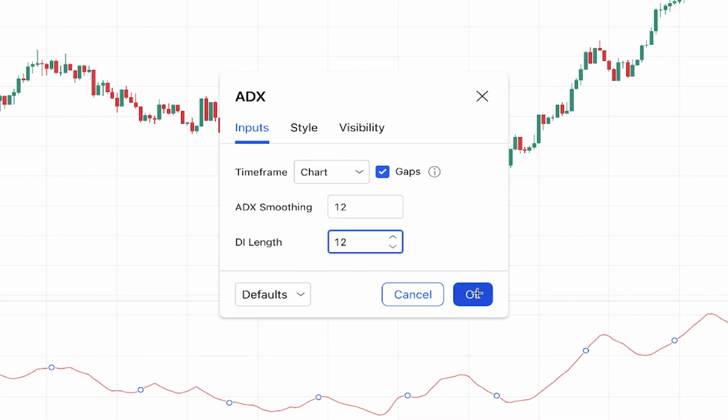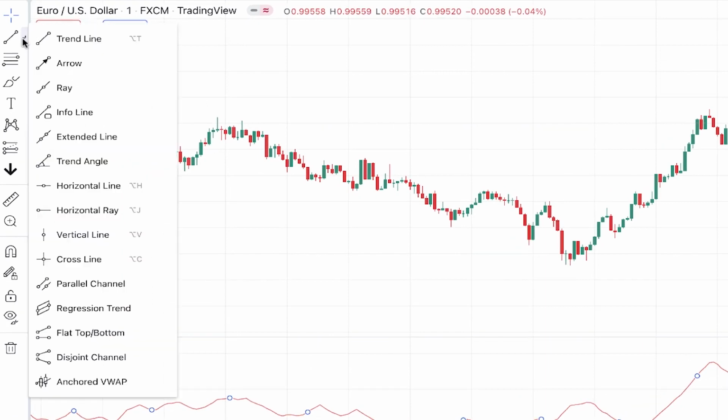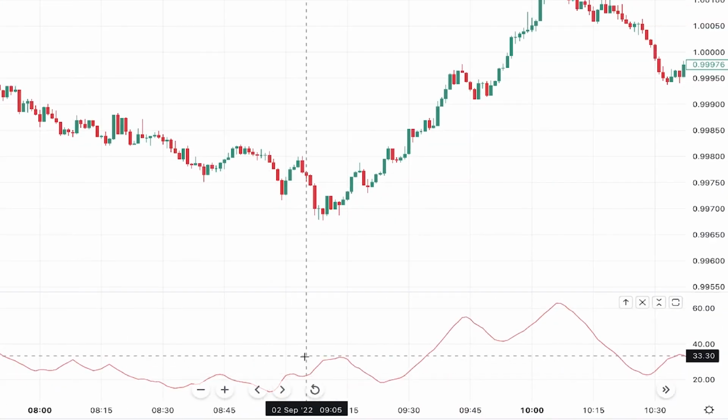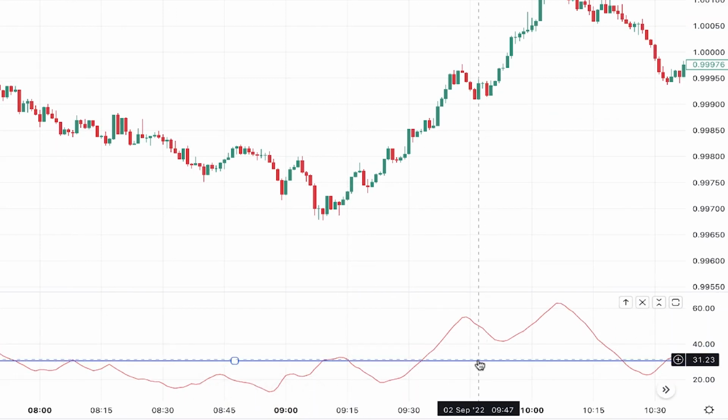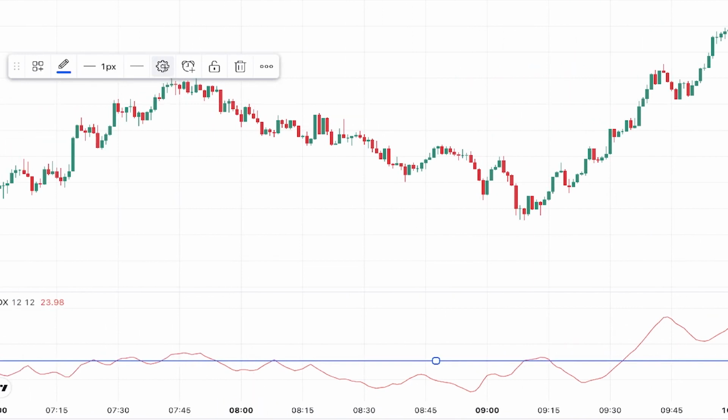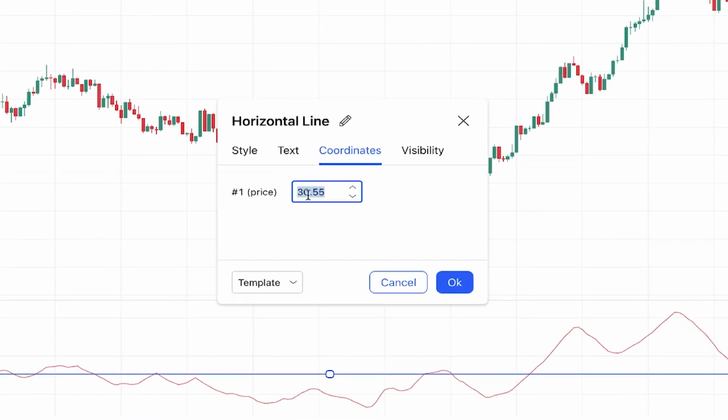We must also add a horizontal line, which we can select from here and set at the 30 level. In case you didn't fix it at 30 or near 30, just click on it, and here in the settings, in the coordinates tab, set it at 30.